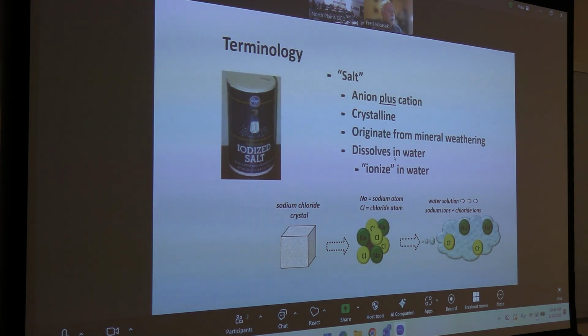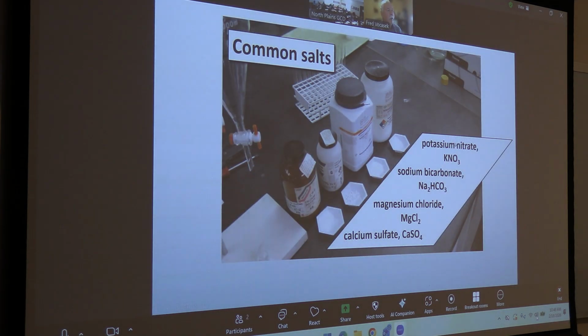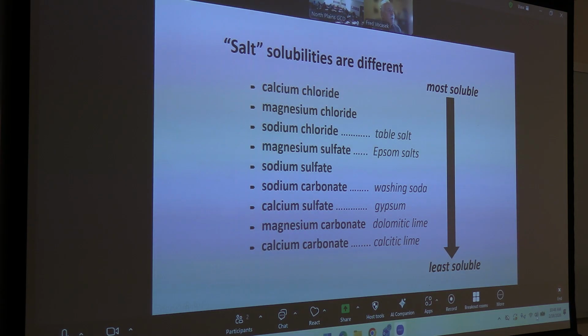And here's what I was talking about, the salt crystal, going from a crystalline form with our molecules, and we dissolve in water, and we ionize, so it breaks up into the individual ions. And these are the common salts I was talking about. Baking soda, Epsom salts, gypsum. And solubilities, we go from chloride, most soluble, to carbonates, least soluble. When we try to redissolve, these are going to be hard to dissolve, and these aren't.